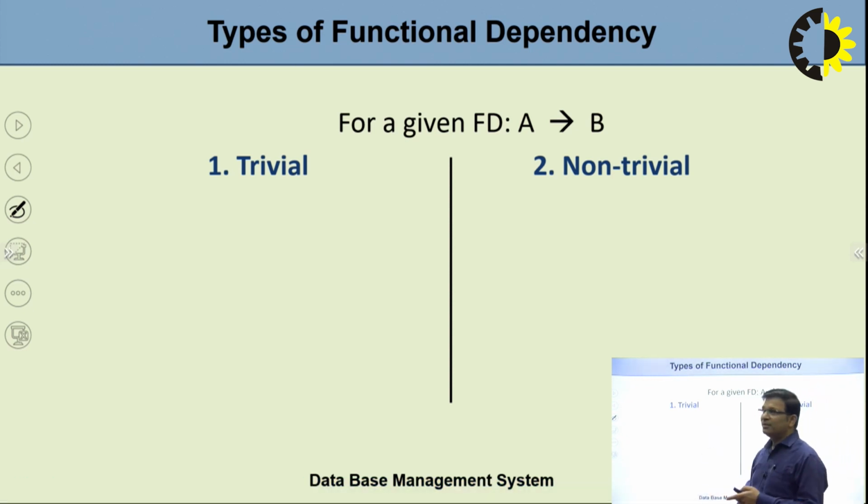The trivial dependency is the one where the dependency is true, but nothing can be identified, or the particular dependency is not informative.